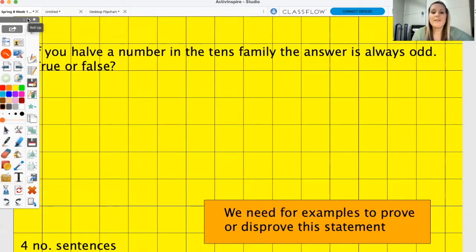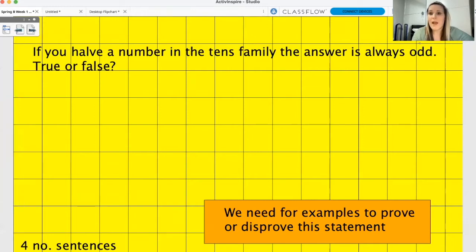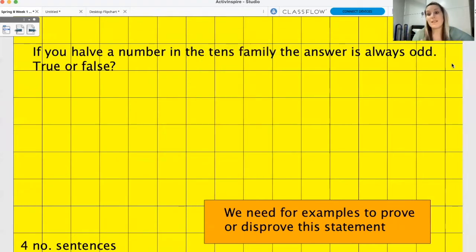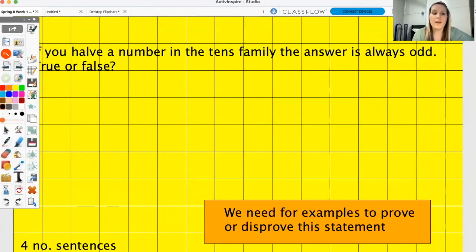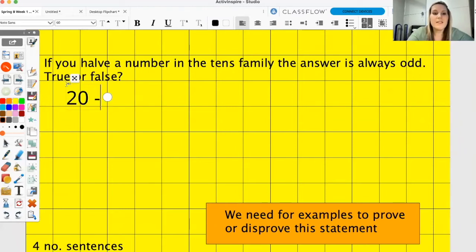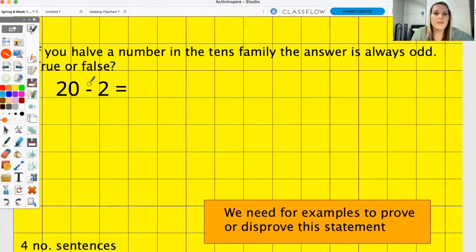So you're going to have a series of statements today, and you need to give me 4 number sentences to prove or disprove the statement. So to say whether it's true or false. If you halve a number in the 10s family, the answer is always odd. Halving a number is dividing it by 2. So if I write the number sentence, any number in the 10s family, let's do 20, divided by 2 equals.